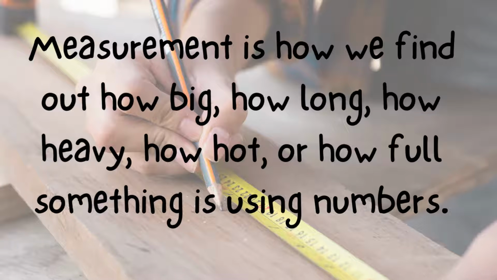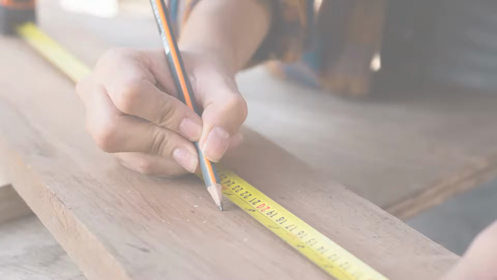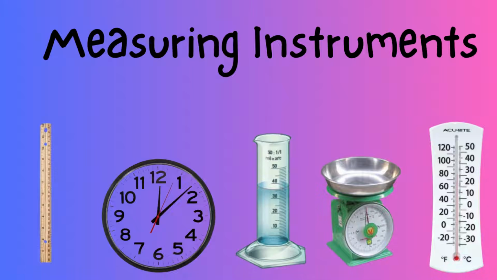Now some of these instruments include one, a ruler that we use to measure how long something is, a clock that we use to measure time, a measuring cup or cylinder which we use to measure capacity or liquid, a scale that we use to measure how heavy something is, and a thermometer that we use to measure the temperature of things. Now let's focus on measurement of length or distance.